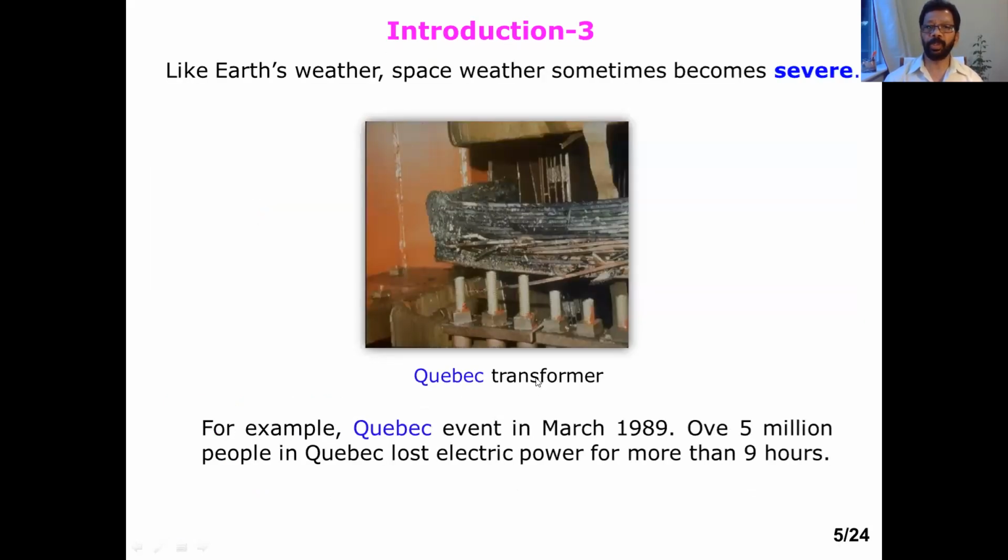Like Earth's weather, space weather sometimes becomes severe. When it becomes severe, it can cause extensive social and economic disturbances in the high-tech society by damaging utility systems such as electric power grids, communication networks, oil and gas metal pipelines, satellite systems and satellite communication and navigation, etc. For example, the Quebec event in 1989. During this event, over 5 million people in Quebec lost electric power for more than 9 hours.